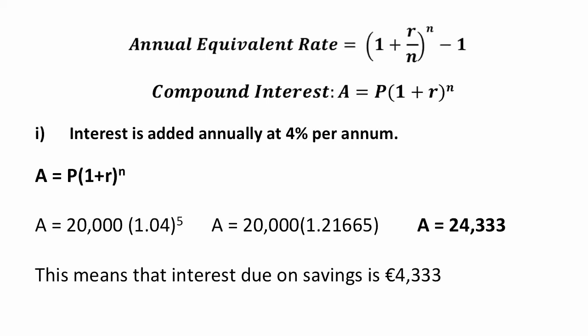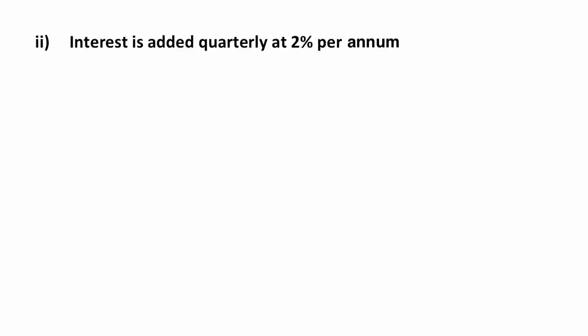Your next part 2, we have interest added quarterly at 2%. I prefer to say 2% compounded quarterly. If you see something like this where it says quarterly or monthly or semi-annually, it just means that you're going to be paid that number of times throughout the year. Therefore, you have to use the annual equivalent rate in order to get your real rate of interest. That indicates that you have to use the AER formula.